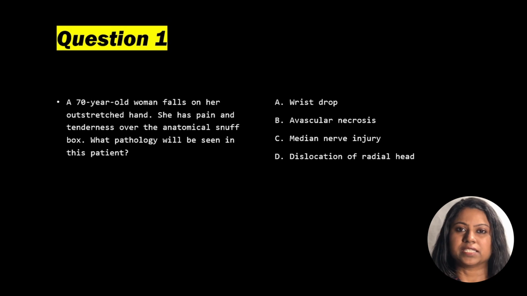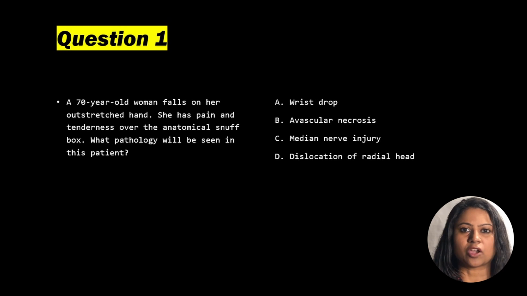Question 1. A 70-year-old woman falls on her outstretched hands. She has pain and tenderness over the anatomical snuff box. What pathology will be seen in this patient? Options are option A, wrist drop, option B, avascular necrosis, option C, median nerve injury, option D, dislocation of the radial head.